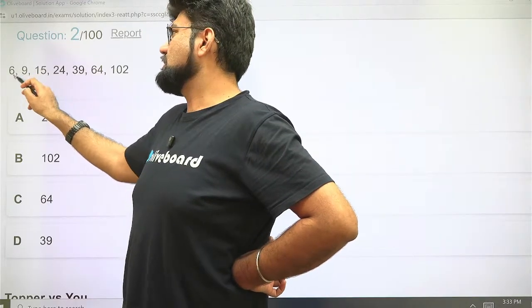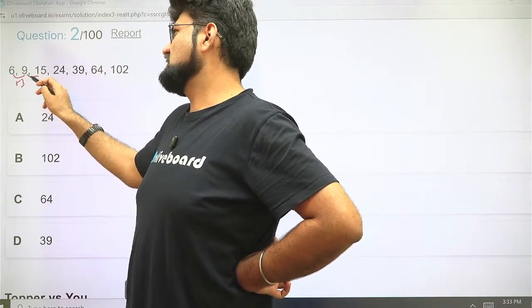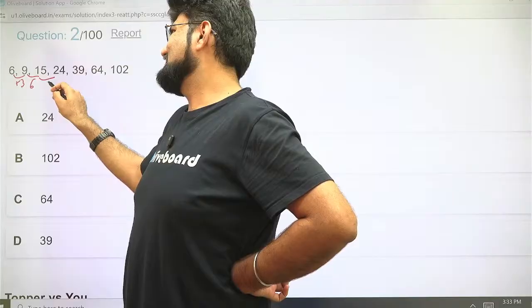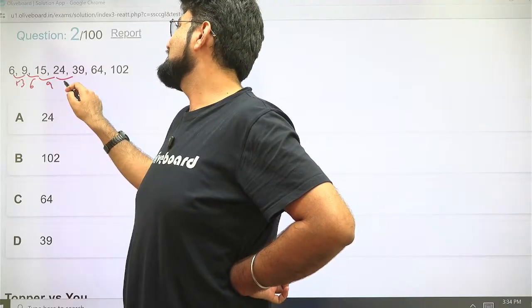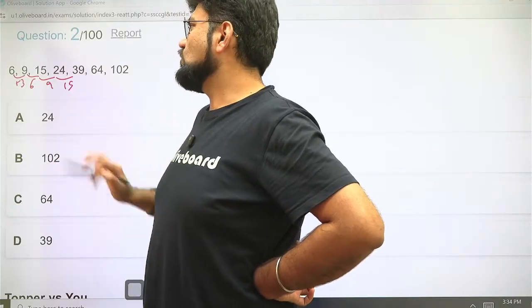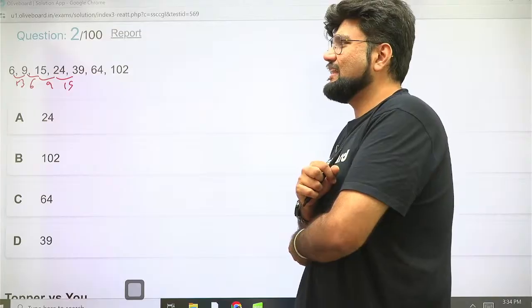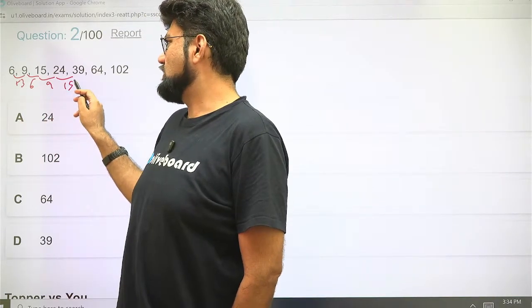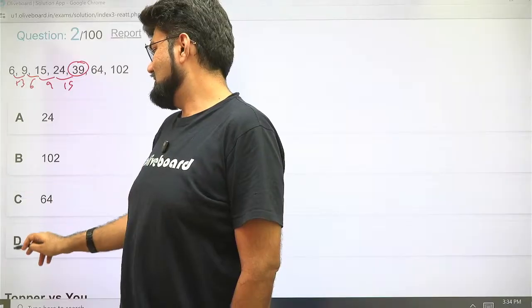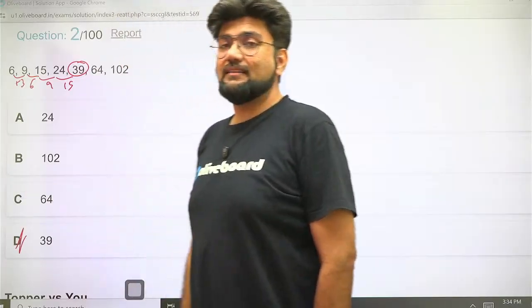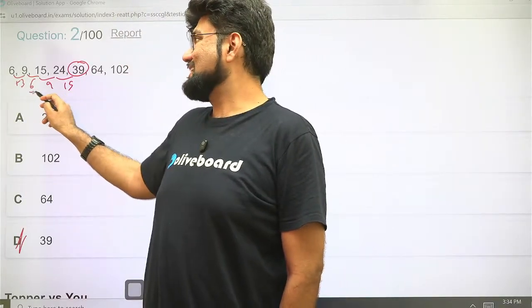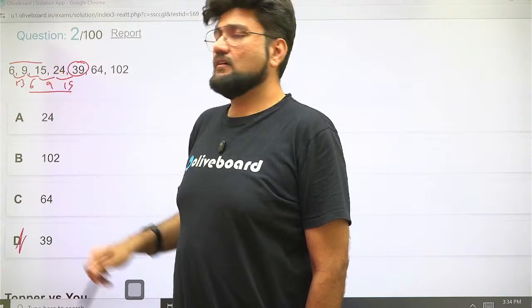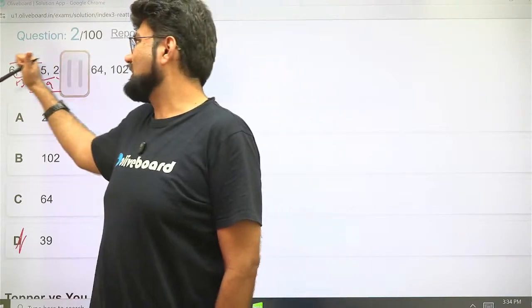So then a lot of people take the difference. This is 3, this is 6, this is 9, this is 15. They still don't understand what is happening, and they feel that it should have been 12 here. They feel that it's plus 3, plus 3, plus 3, so 39 probably is the wrong number. But they fail to visualize one thing: 6, 9, 15 is right here. So this is actually a Fibonacci series.